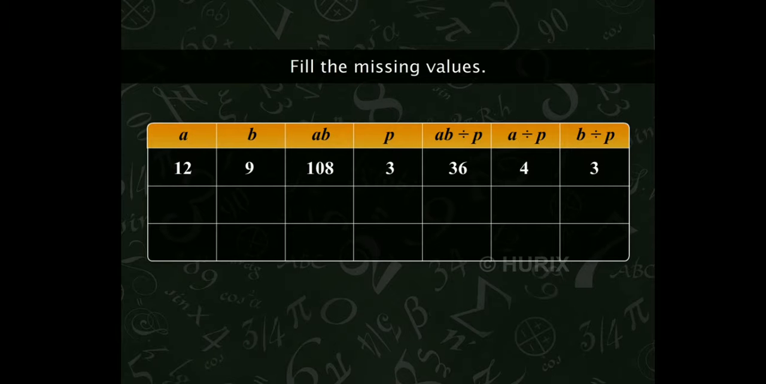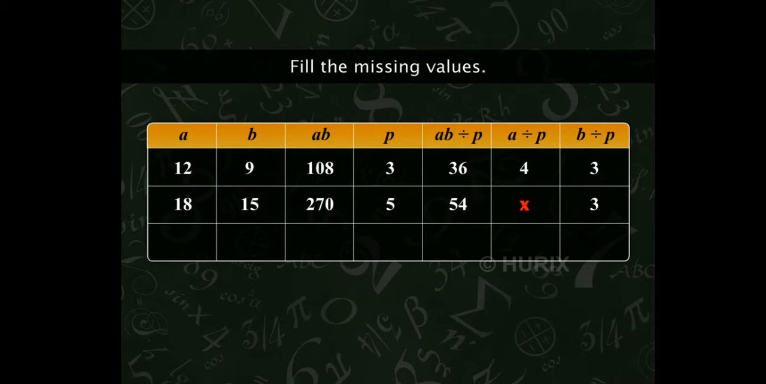Let us now look at the next set of values. The next values for a, b, and p are 18, 15, and 5 respectively. The product of 18 and 15 is 270. 270 divided by 5 is 54. 18 is not divisible by 5, so we put a cross, and 15 divided by 5 is 3.